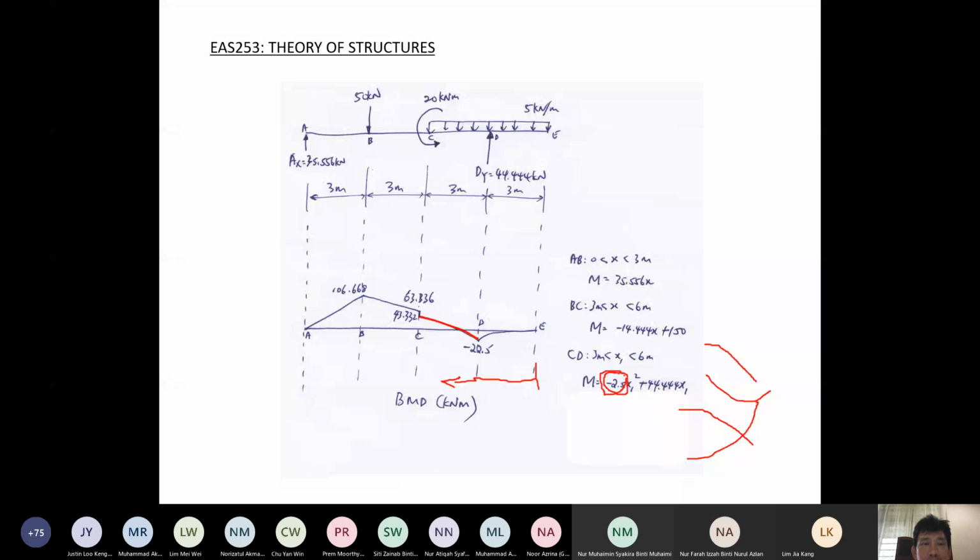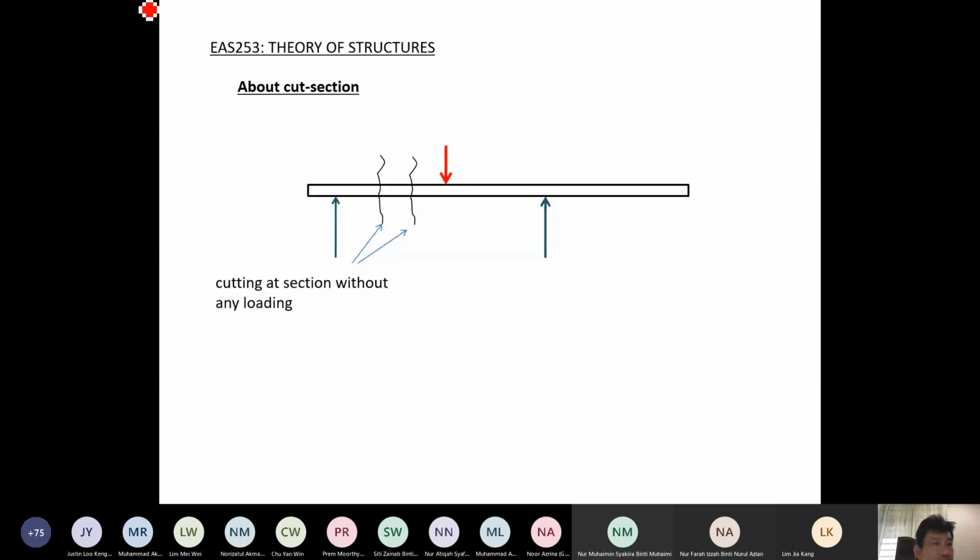Now, let me go through a little bit of this before I pause for a while. Now, this is about cutting at the sections. So this method that we are using is the section method, where you need to do cuts. There are times when you need to cut at a location where there is no loading, but sometimes you need to cut at the location of the section when there is a loading.